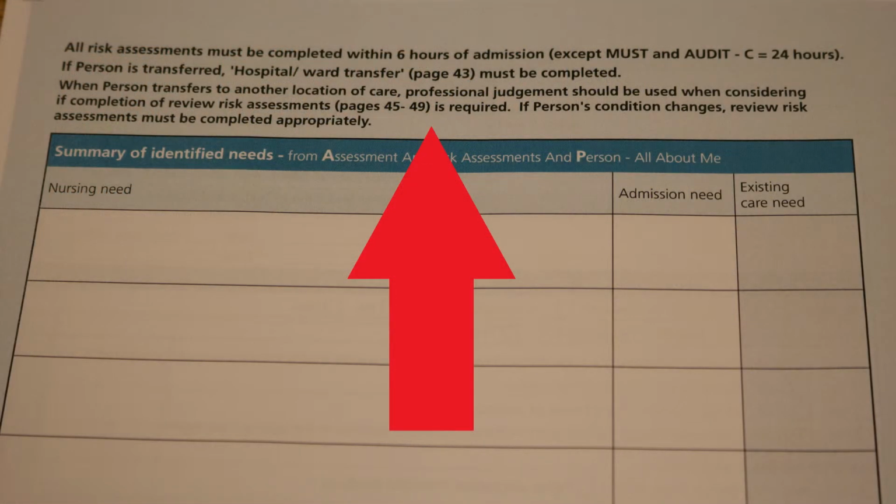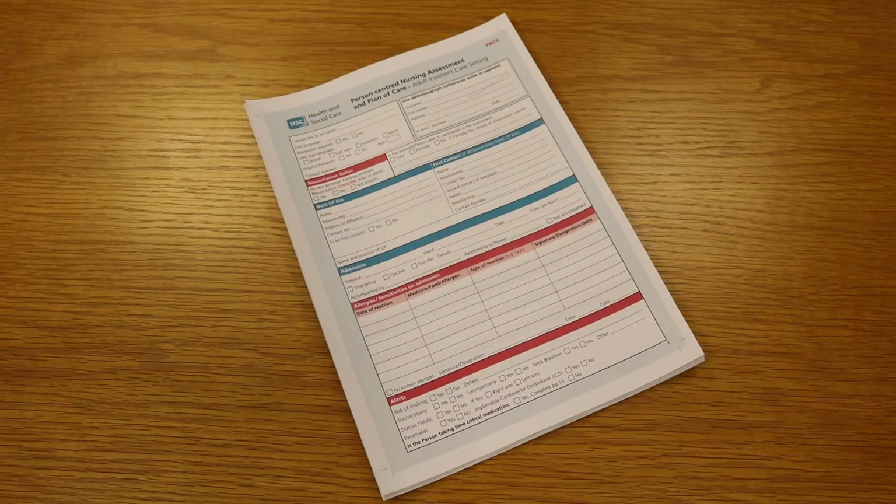When a person transfers to another location of care, professional judgment should be used to consider whether or not a review of risk assessments is required. If the person's condition changes, review risk assessments must be completed appropriately. If the person is transferred within a health and social care trust from one clinical setting to another, the hospital ward transfer on page 43 must be completed.